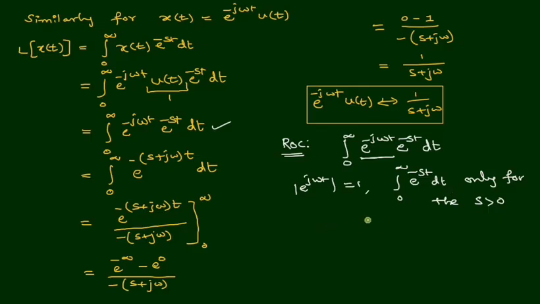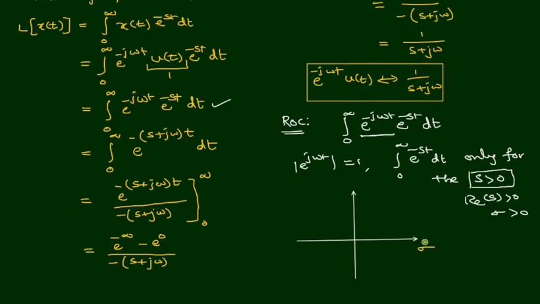Now the ROC exists for s greater than 0. The meaning is that s is the real part of the complex quantity sigma plus j omega, and this real part of s indicates sigma. So for sigma greater than 0, only the ROC exists for this complex quantity. So this is the sigma axis, and this is the j omega axis, and this is the origin.